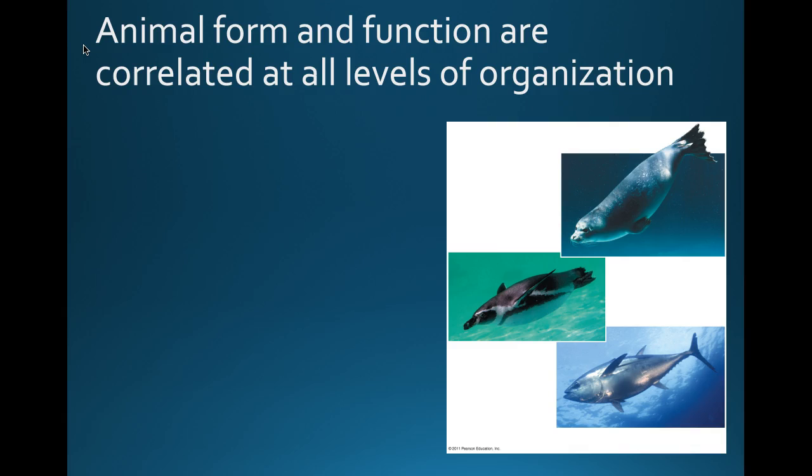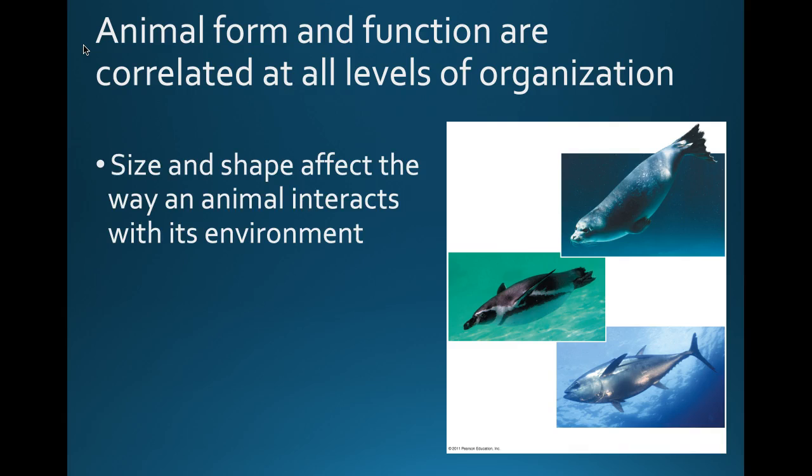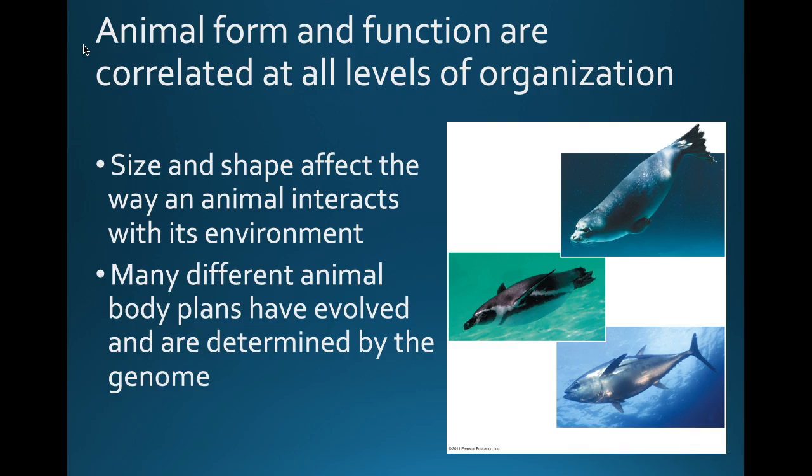So I've already said how animal form and function are correlated, but they're also correlated at different levels of organization. So the size and the shape affect the way that an animal interacts with its environment and staying around to pass its genes on to future generations. And many different animal body plans have evolved and are determined by the genome, which I already mentioned on the previous slide with the rabbit.